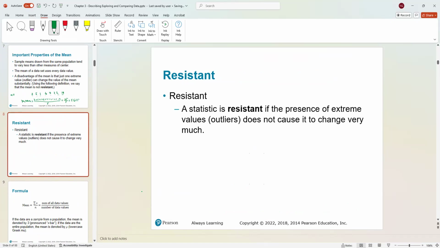Now let's see resistant. A statistic is resistant if the presence of extreme values, outliers, does not cause it to change very much. So we said it's resistant, right?